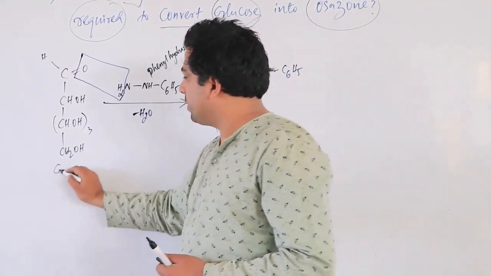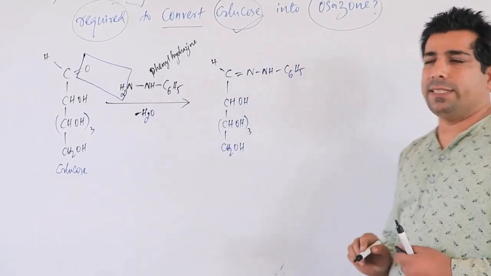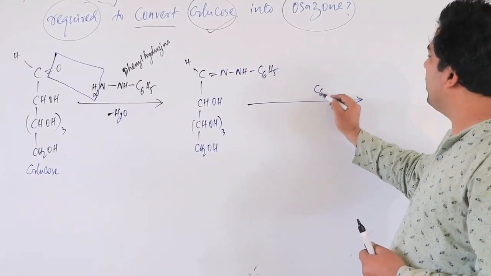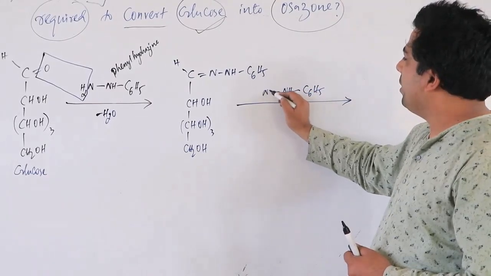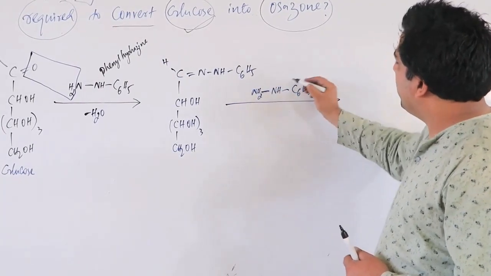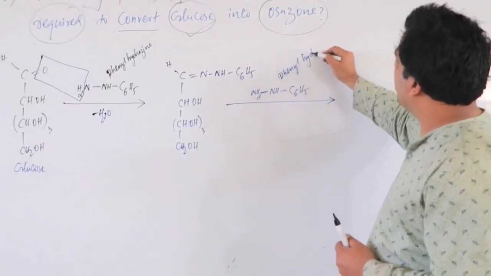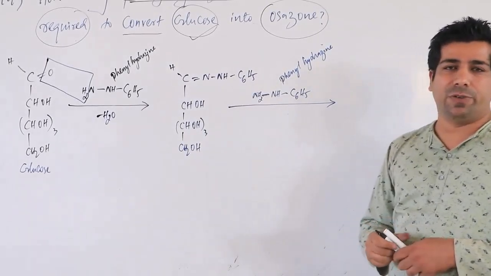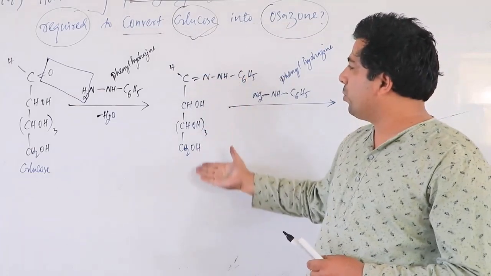This molecule is our glucose derivative, correct? Then what happens in the second step, you will understand. Have a look here. I will once again take C6H5, NH and NH2. I have taken exactly the same molecule, and this is again phenylhydrazine. So I am taking one more molecule of phenylhydrazine. But what happens this time? Have a look. We don't have any carbonyl group here.